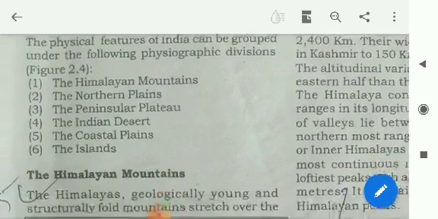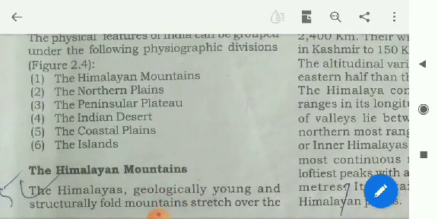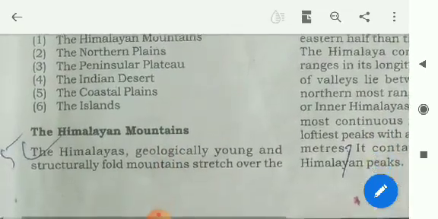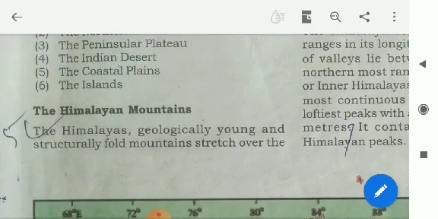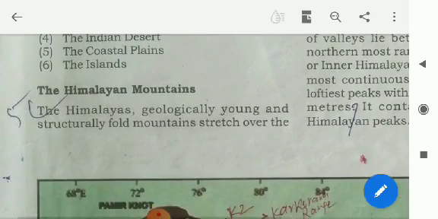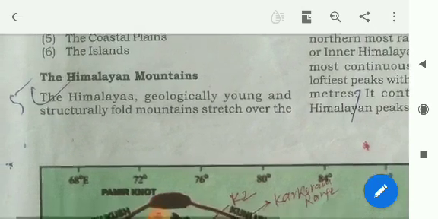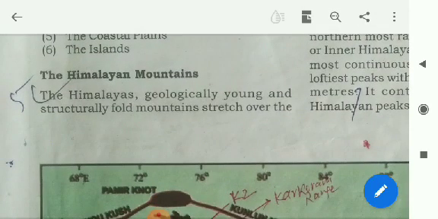Number 1. The Himalayan mountains. Number 2. The northern plains. Number 3. The peninsular plateau. Number 4. The Indian desert. Number 5. The coastal plains. Number 6. The islands.